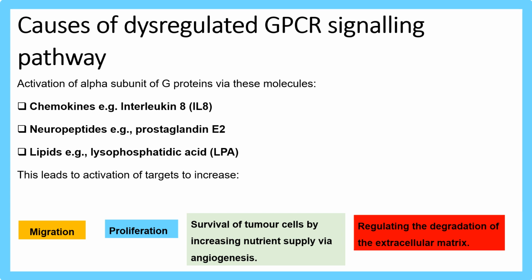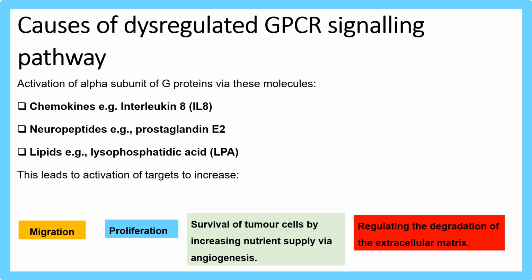You also have neuropeptides, such as prostaglandin. So neuropeptides are peptides that are produced within the nervous tissue in the central nervous system and the peripheral nervous system. You also have lipids such as lysophosphatidic acid. So this is also found within the nervous tissue.